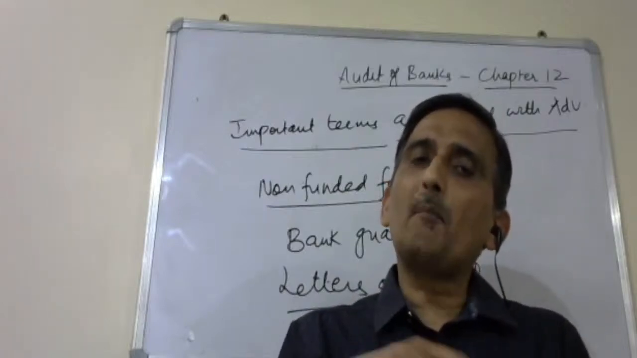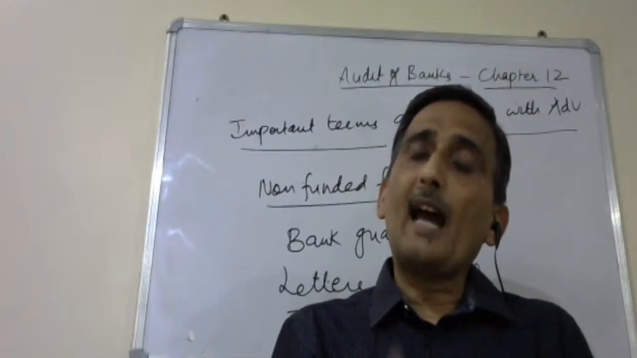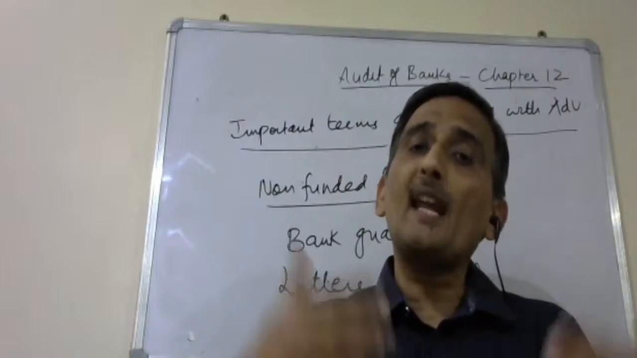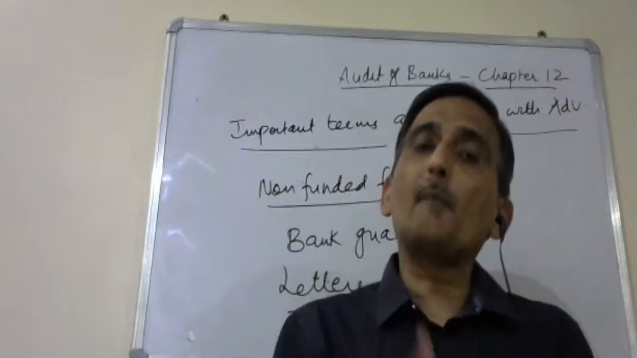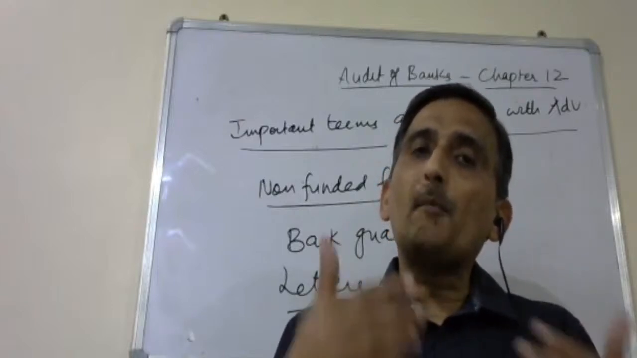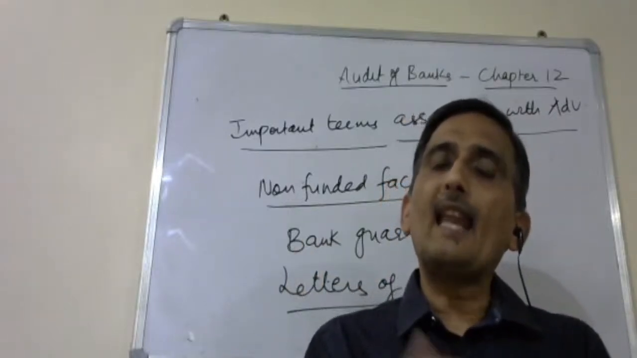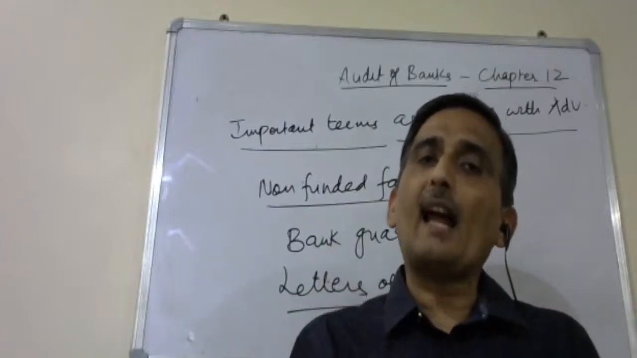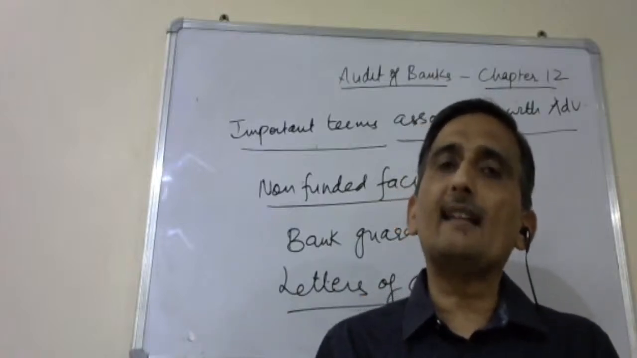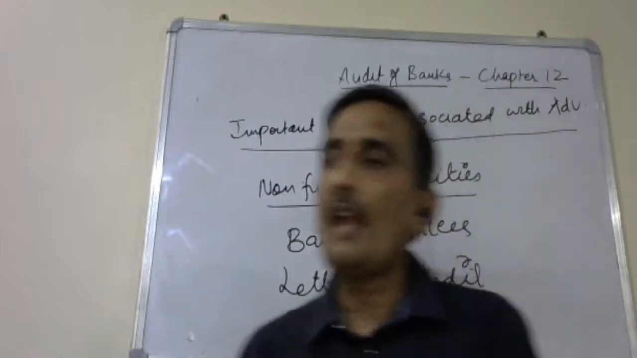So when my bank opens an LC, the liability might devolve upon the bank in the near future. If I do not meet the commitment, if I do not pay up, then there might be an outflow of funds. So these are examples of letter of credit, which in turn are examples of non-funded facilities. Okay, guys, so you understand the difference between funded facilities and non-funded facilities? Any queries?